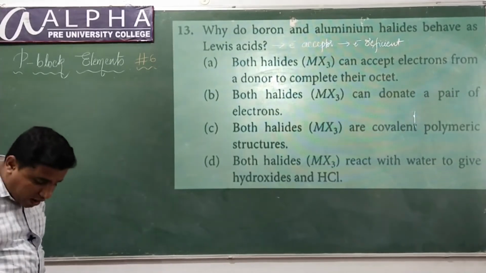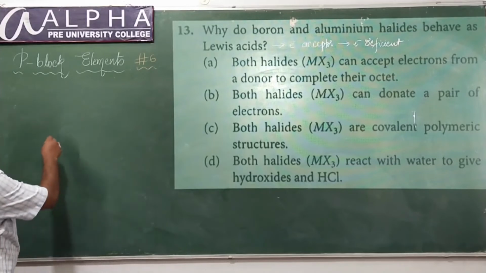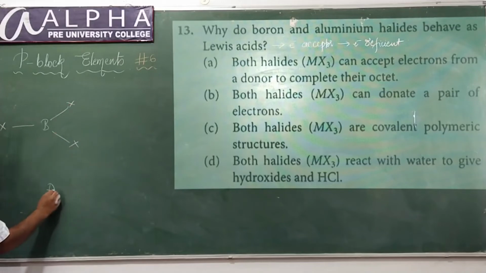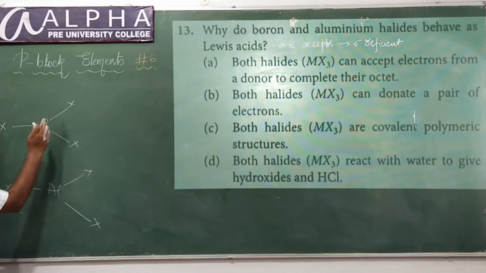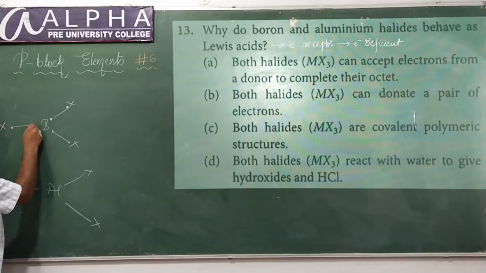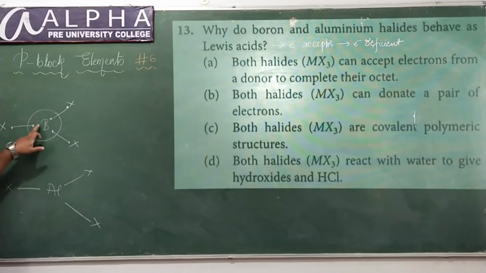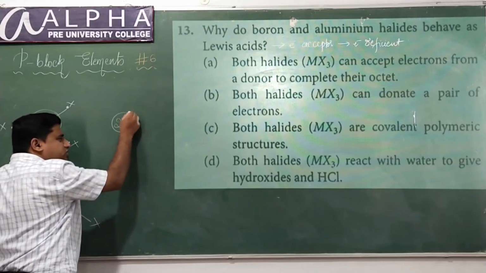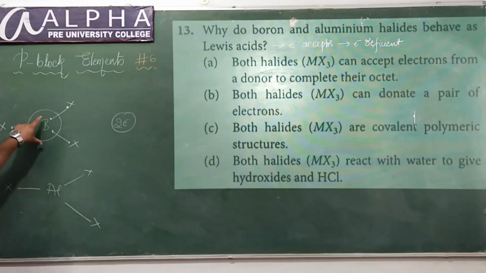Now consider boron halides and aluminium halides. Observe here, boron trihalide and aluminium trihalide. Count the number of electrons around boron and aluminium. One bond refers to 2 electrons, isn't it? So there are 2 electrons here, 2 electrons here, and 2 electrons here. So the central atom is surrounded only by 6 electrons: 2, 4, 6. It is deficient of 2 electrons to complete its octet. Since it is electron deficient, it can accept electrons. That is why it is a Lewis acid.